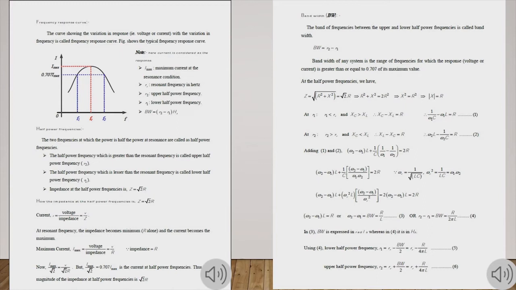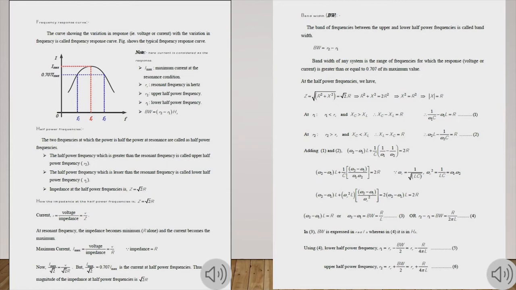The curve showing the variation in response, that is voltage or current, with the variation in frequency is called the frequency response curve. The figure shows the typical frequency response curve. Note, here current is considered as the response. Imax is the maximum current at the resonance condition. Fr is the resonant frequency in Hertz.